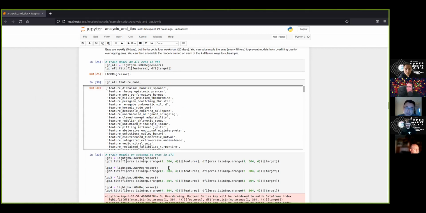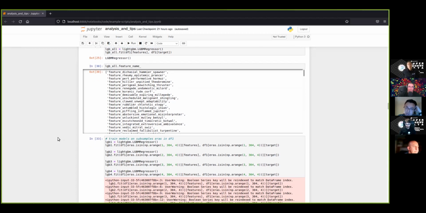But if you are sampling every 4th thing, there's basically 4 ways to do that. You could sample era 1, era 5, and so on. Then you could sample era 2, era 6, and so on. So there's 4 different ways of doing that, and you could basically build 4 different models and ensemble them.